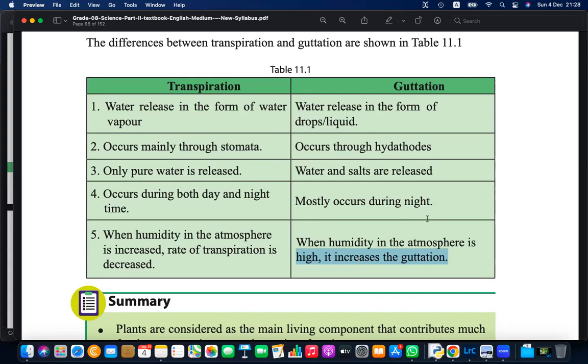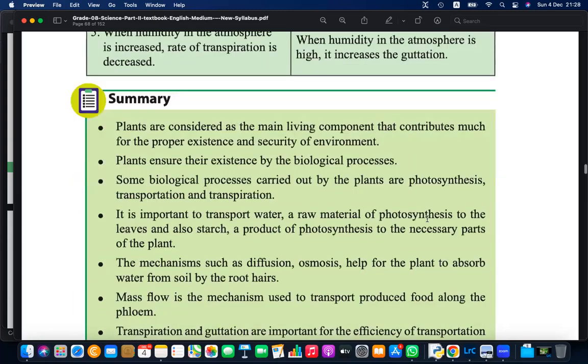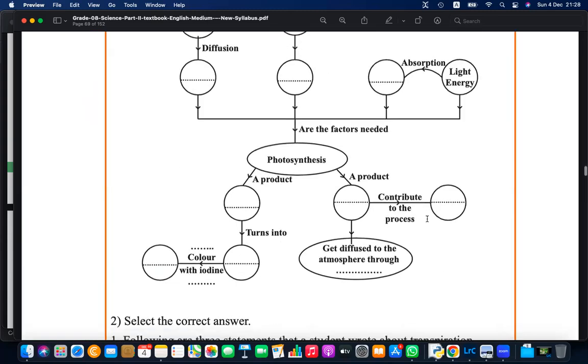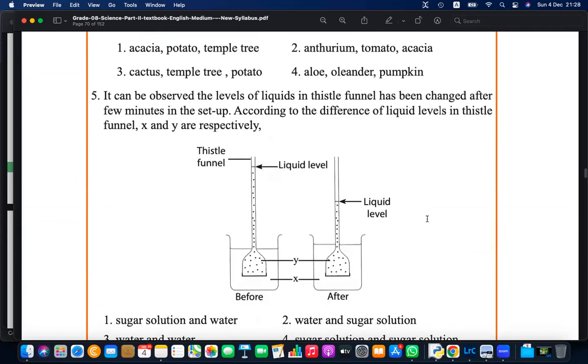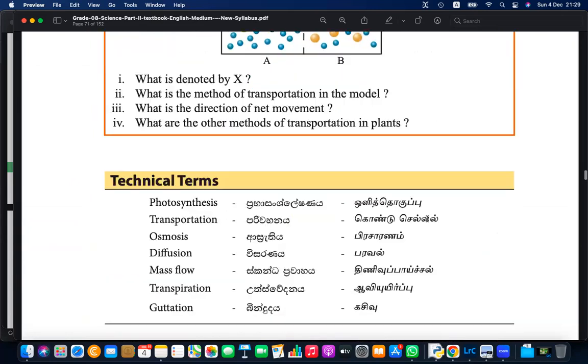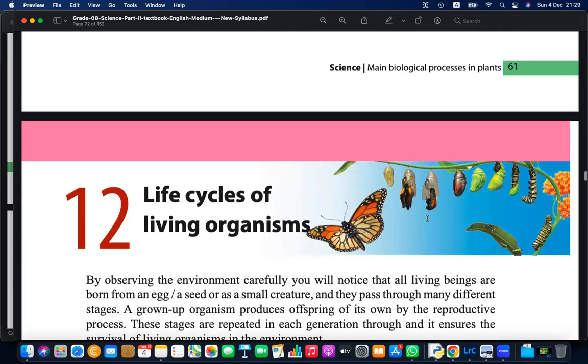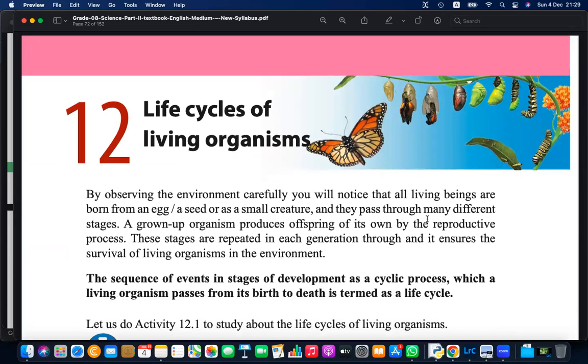Okay, that is about this lesson. It's an easy one. Let's do the activity. You can do this activity alone, right? Please complete all the questions and send me the answers. Then we can move to the next lesson the next day.